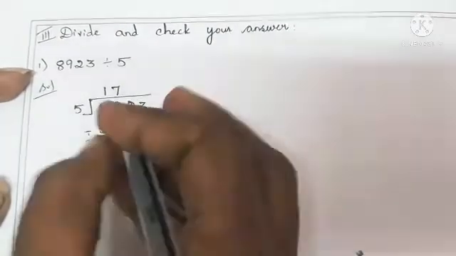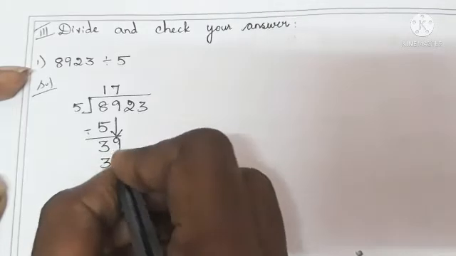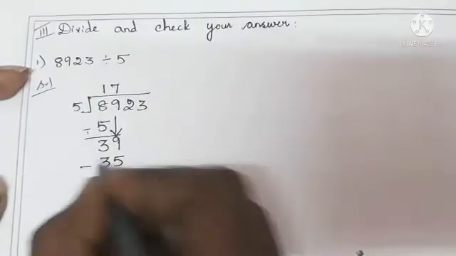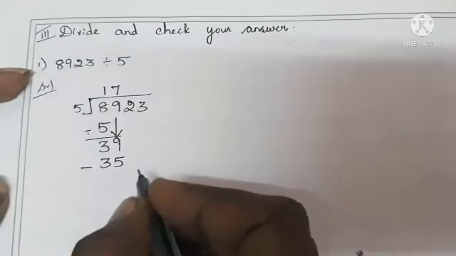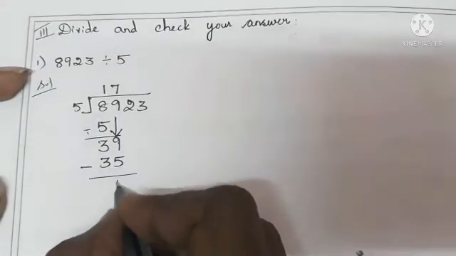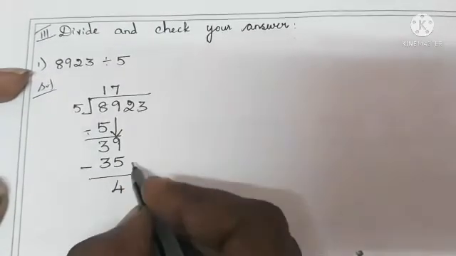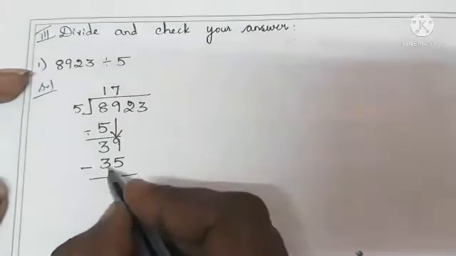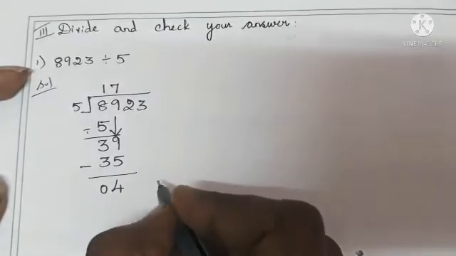7 into 5 is 35, so we can write 35 here. Next we have to subtract 39 minus 35. If we subtract 9 minus 5, we will get 4, isn't it? 9 minus 5 is 4. 3 minus 3 is 0. Okay, we can place the 0 here.